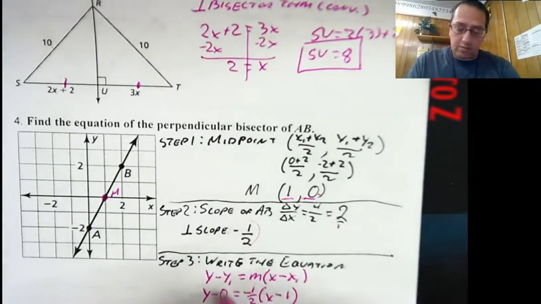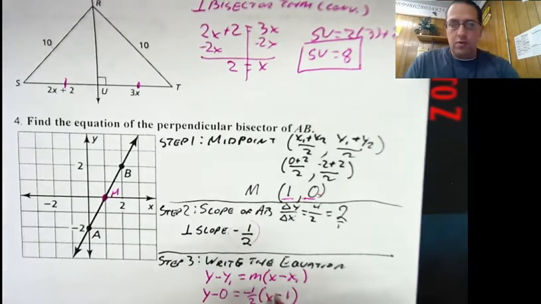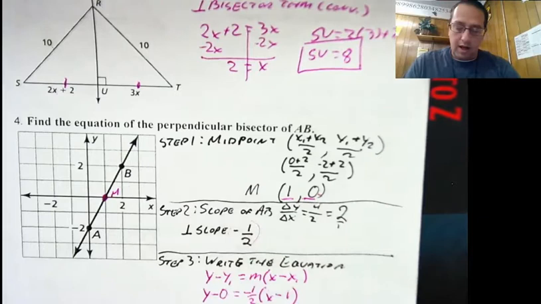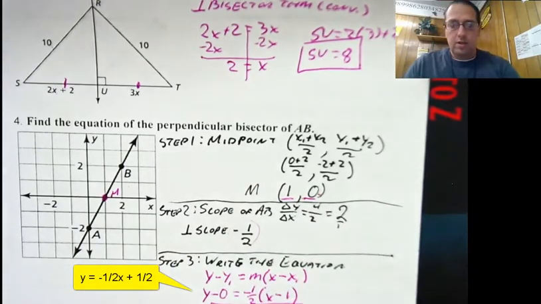So y minus 0, well, minus 0 doesn't do anything, so that's just y. All right. Now over here, I want to get rid of these parentheses, so I'm going to take this -1/2 and I'm going to distribute it in. So -1/2 times x is -1/2x. -1/2 times -1, well, a negative times a negative is a positive, and 1/2 times 1 is 1/2. And so this is my equation. That's why I like point-slope form. I find it very, very easy.